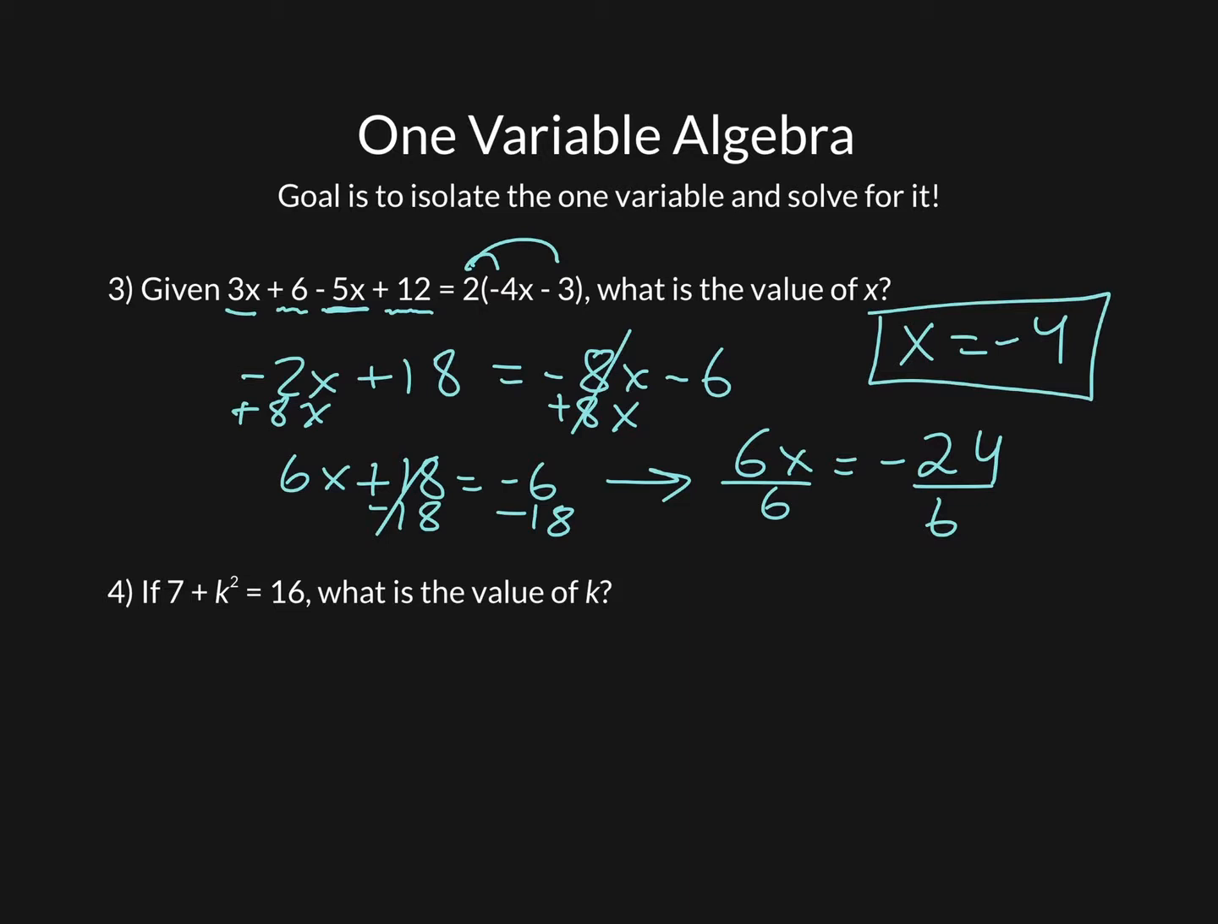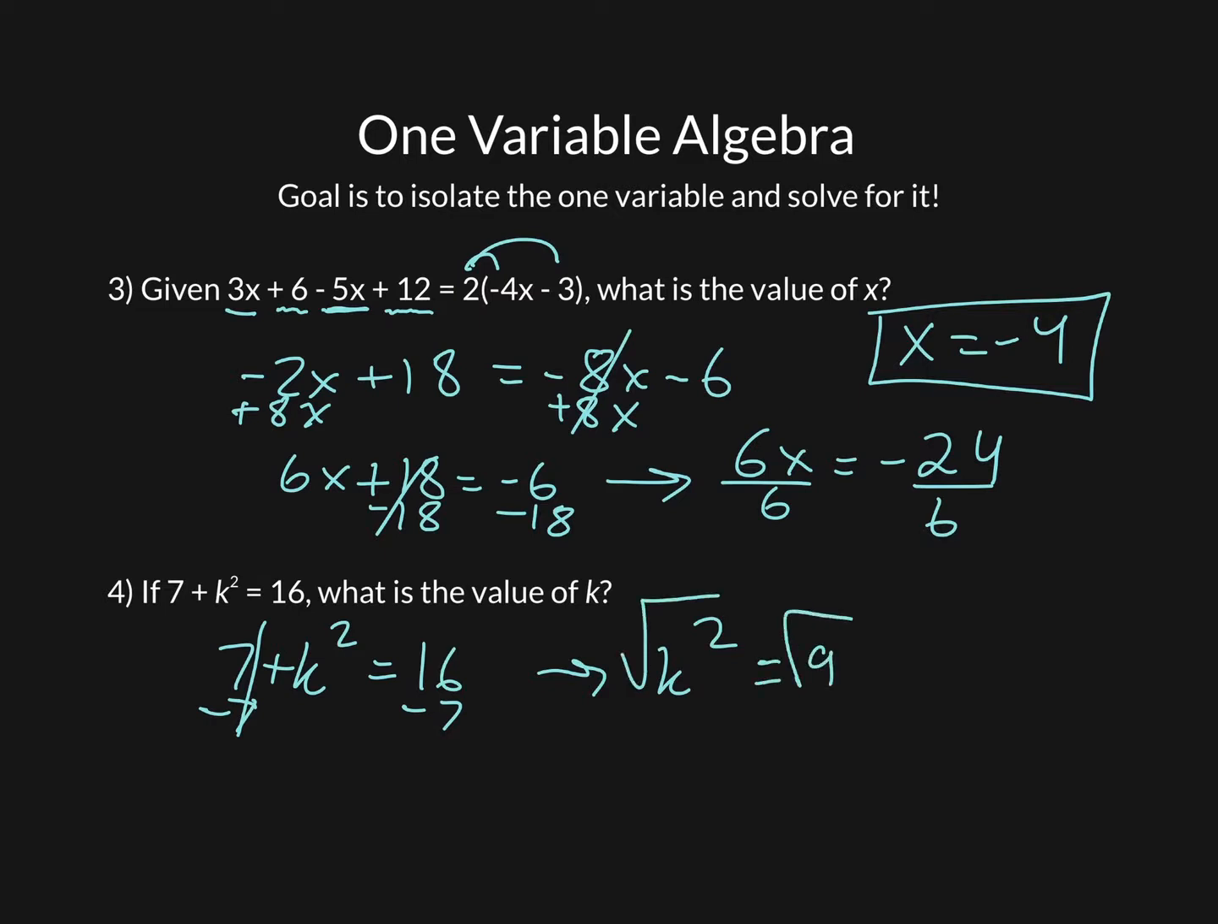Here we have 7 plus k squared equals 16. Let's minus 7 on both sides. That leads us to k squared equals 9. Take the square root of 9. And then we know that k is simply 3.